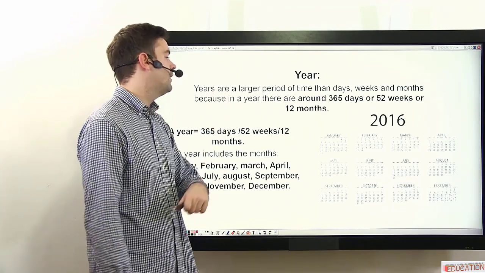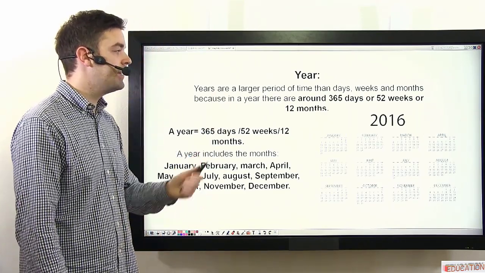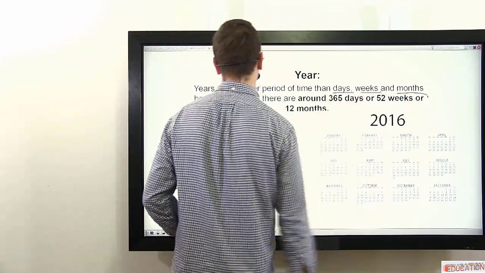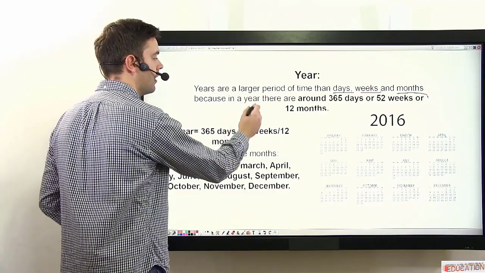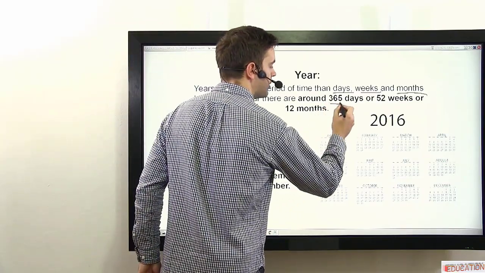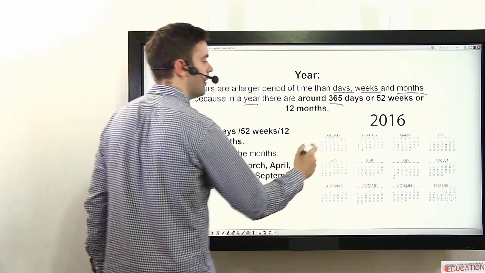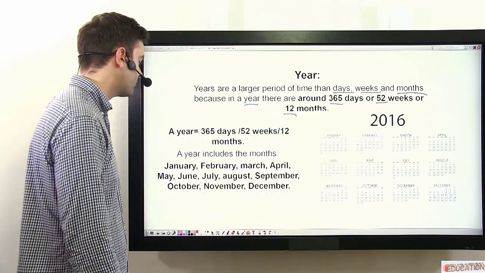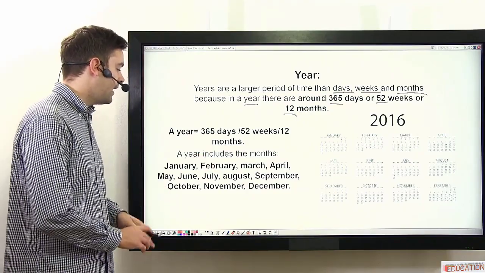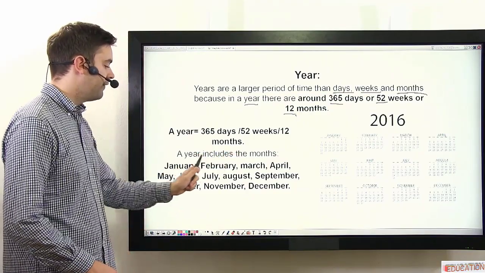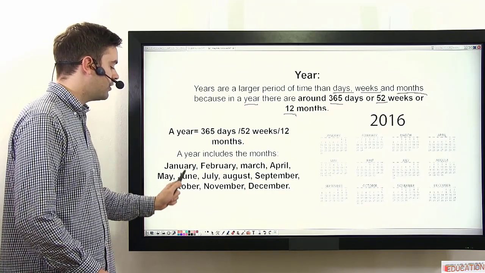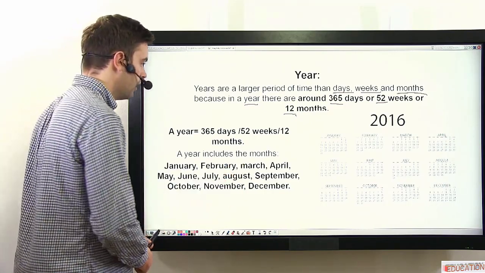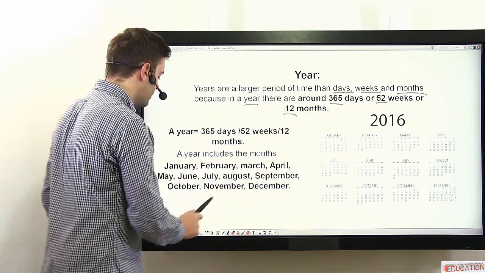Year. Years are a larger period of time than days, weeks, and months. Because in a year, there are around 365 days, 52 weeks, or 12 months. So, a year includes the months January, February, March, April, May, June, July, August, September, October, November, and December. So, a year contains 12 months.